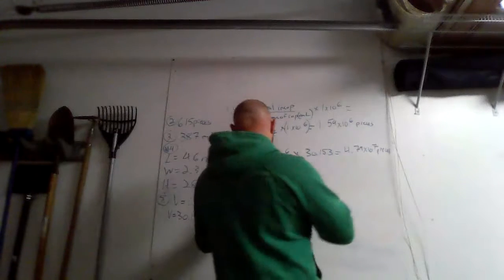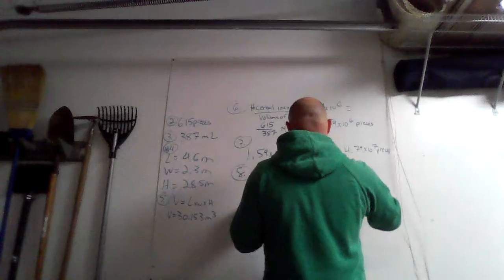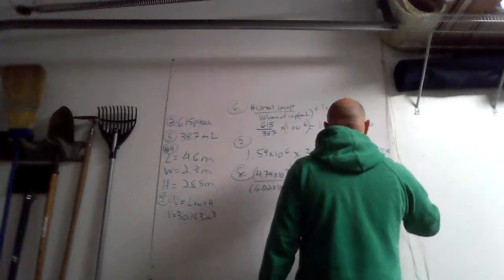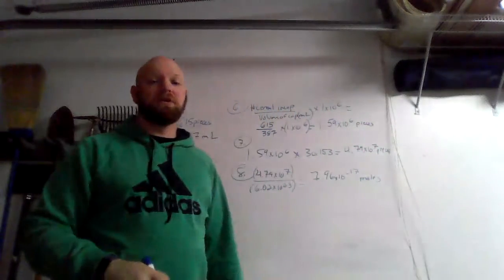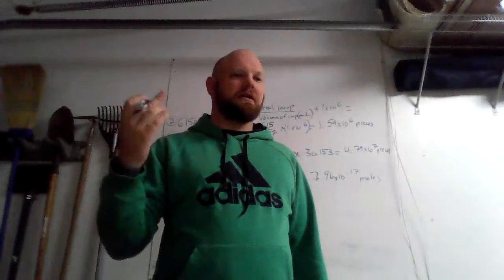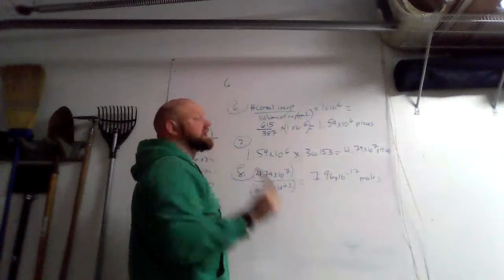Okay, so I got 7.96 times 10 to the negative 17th moles. Okay, that is a really small number, but that makes sense because a mole is so big. Remember, a mole is equal to 6.02 times 10 to the 23rd, so let me write it out in standard notation.